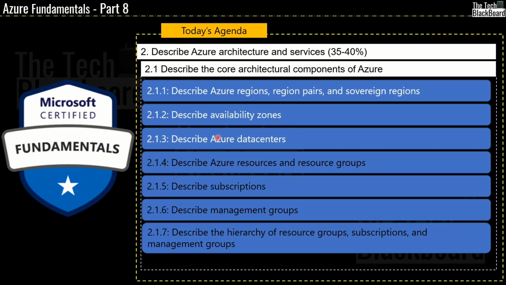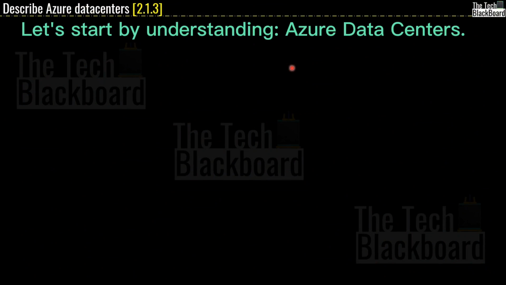The second but more prominent reason is that data centers is the smallest building block of the core architectural component of Azure. So I will first brief you on the data centers and then we will build up towards Azure availability zones and Azure regions. You can check the previous parts of this series for a complete understanding of data centers and how they work. So let's begin with the data centers.